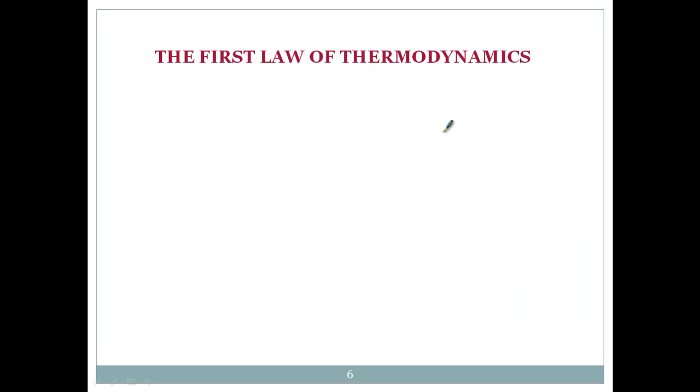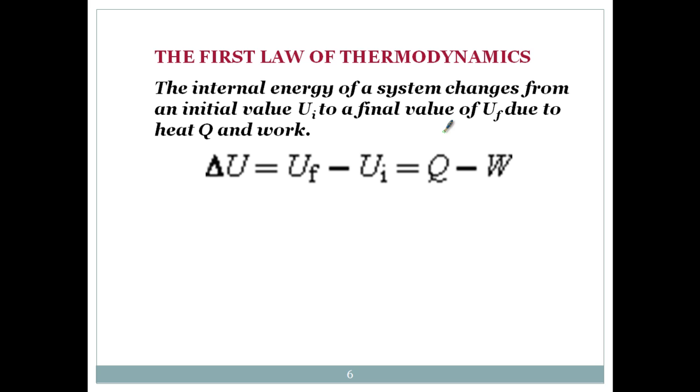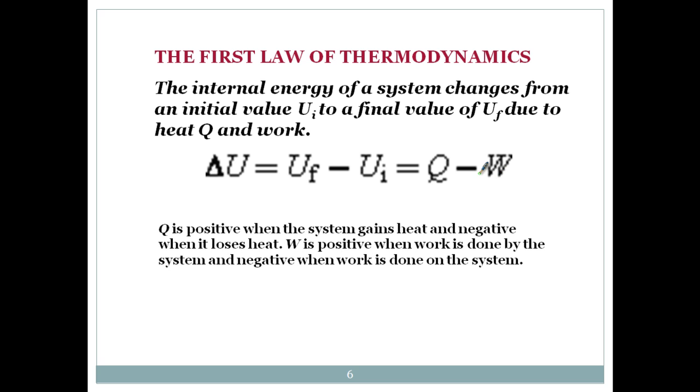A little more formal, the internal energy of a system changes from an initial value, Ui, to a final value, Uf, due to Q and work. So the equation for that, delta U, remember this delta means final minus initial, so the final internal energy minus the initial equals Q, the heat, minus the work, W. So this is where you might run into problems in the problems. Q is positive when the system gains heat and negative when it loses heat. So you've got to be careful with the signs on Q.